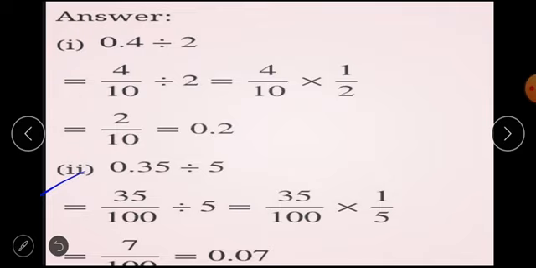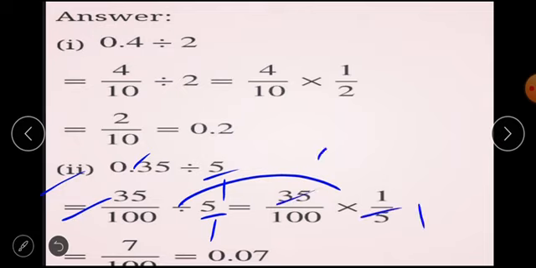See one more example, one more part of this question, 0.35. So 0.35 is given. After removing this decimal, you can write 35 upon 100. And 5 you can write as 5 upon 1. So you will take the reciprocal of 5 upon 1 after converting this division into multiplication. So you will take the reciprocal of the next number. So it will be equal to 1 upon 5. 5 ones are 5, 5 sevens are 35. So 7 upon 100. You are getting here 7 upon 100.